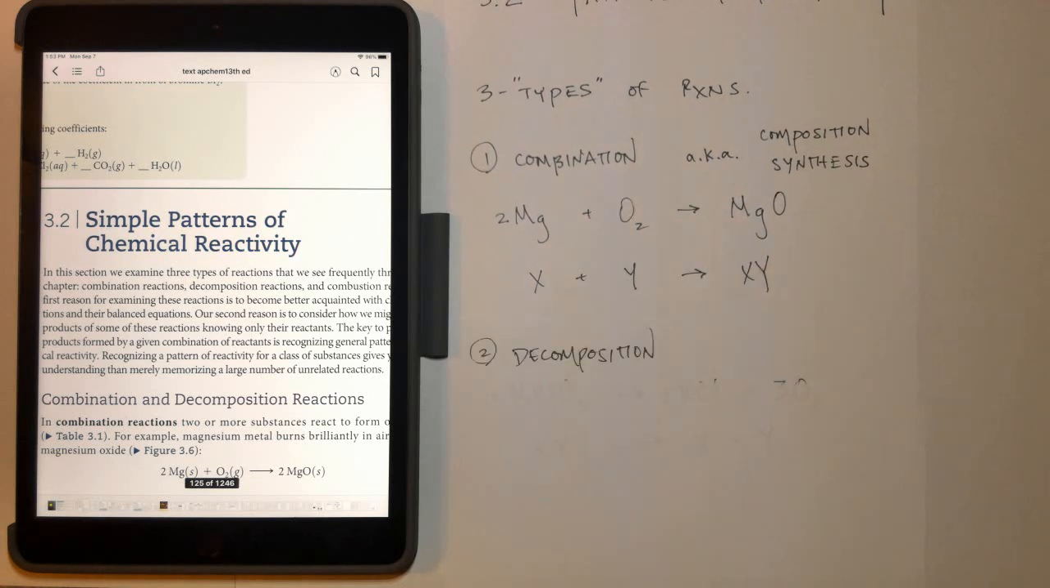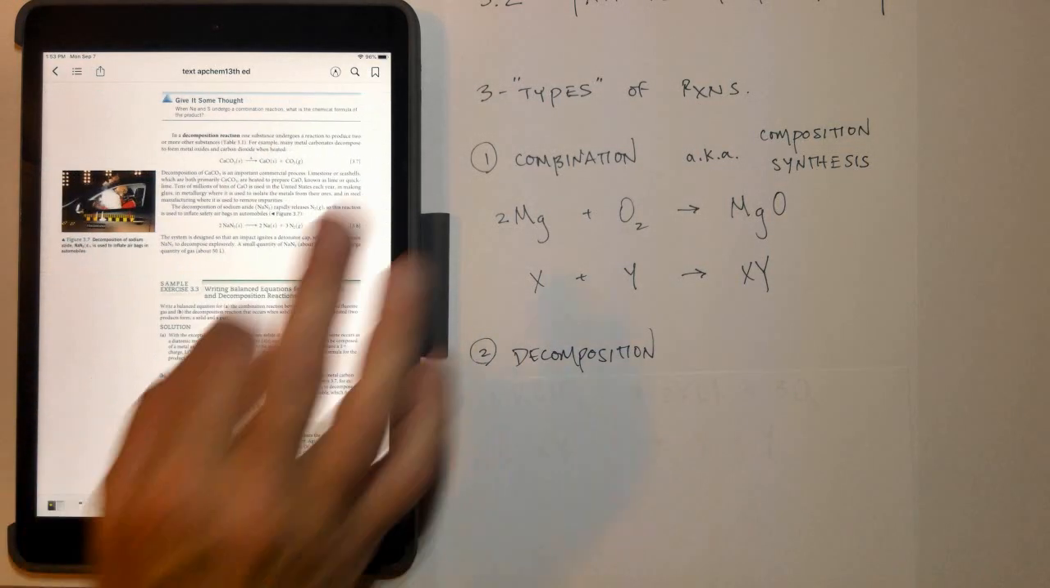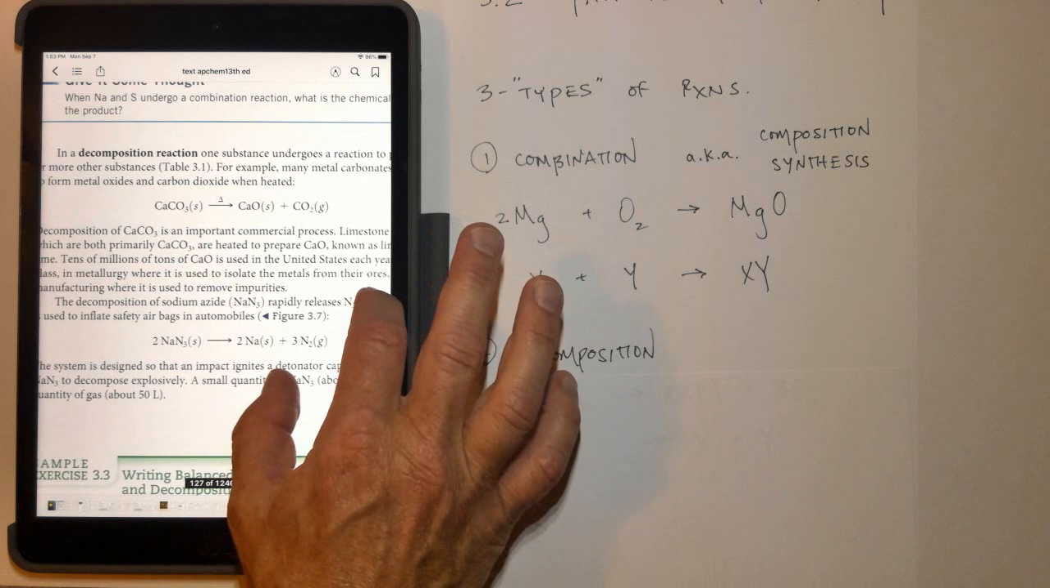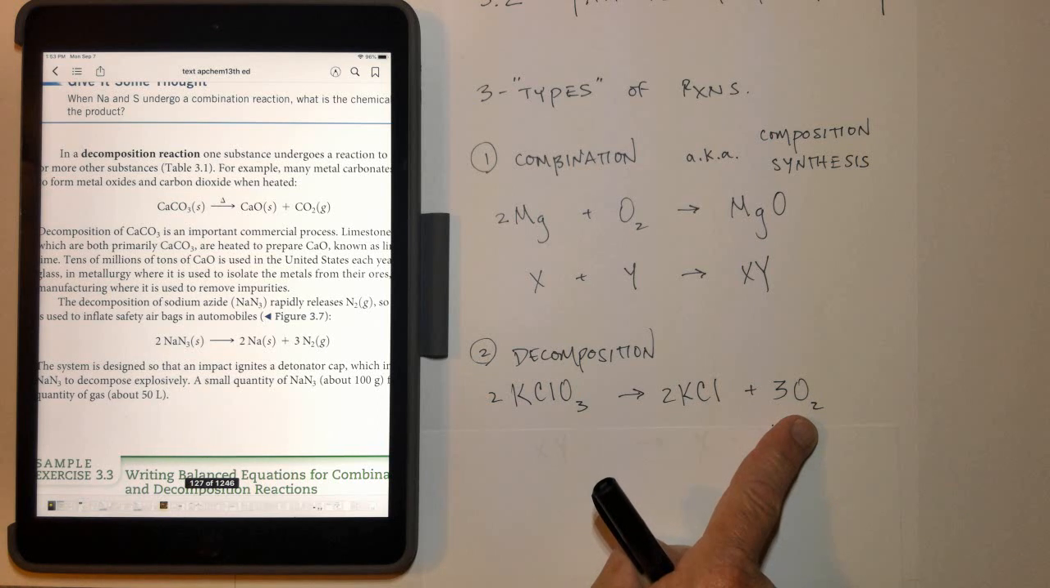The second type of reaction is the backwards. It's called a decomposition reaction. And in a decomposition reaction, it's the opposite. It's where one thing breaks apart into 2 or more. So here's an example, taking potassium chlorate and breaking it up into potassium chloride and oxygen gas.